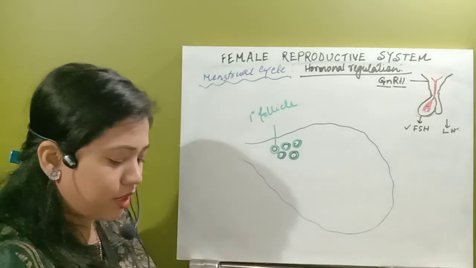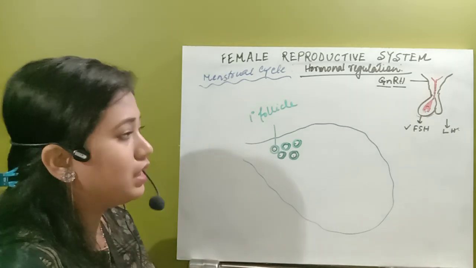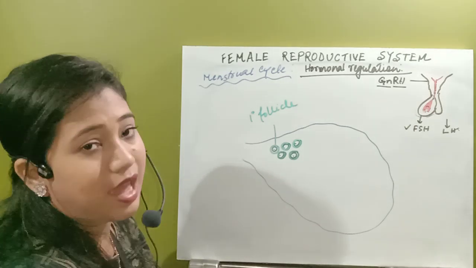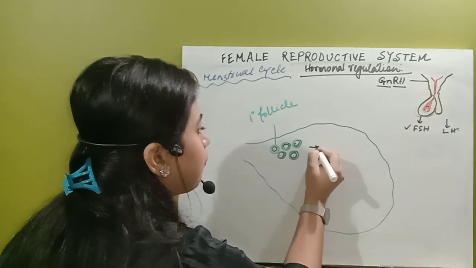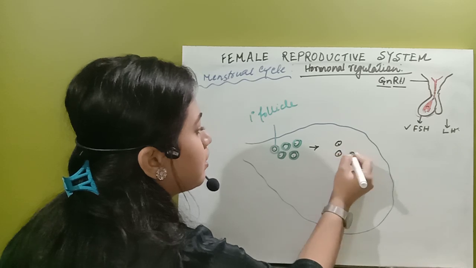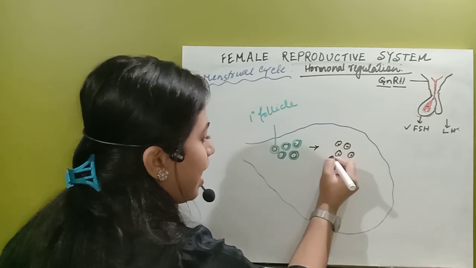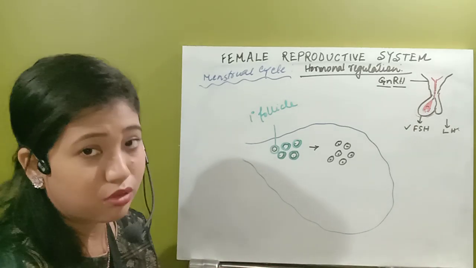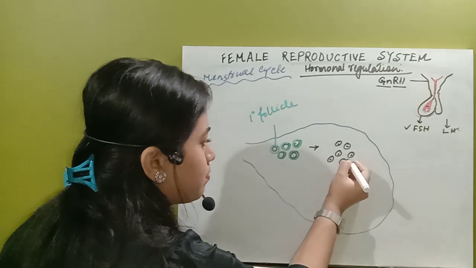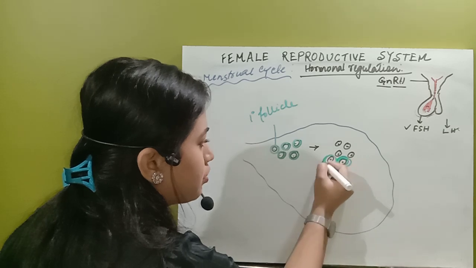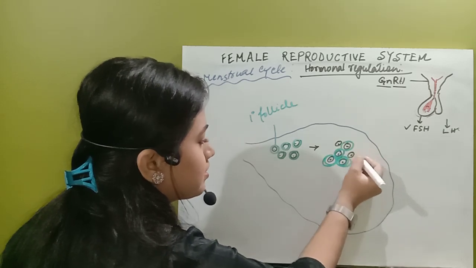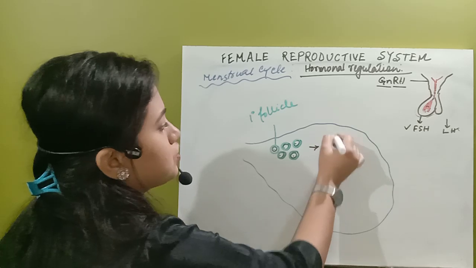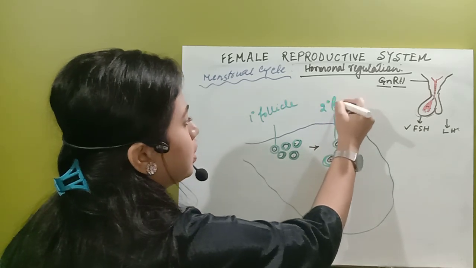So what happens? See, these primary follicles are already present. Now, under the influence of this FSH, this primary follicle will increase the number of granulosa cells, and this granulosa cell will start to increase its membrane around it. So this primary follicle will have a number of membranes like this. So this is known as the secondary follicle.